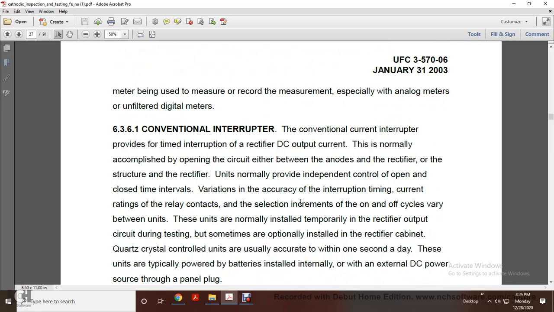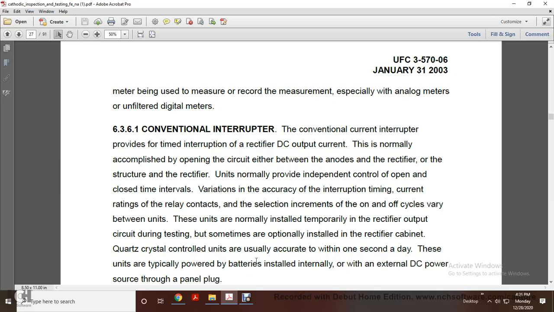6361, conventional interrupter. The conventional current interrupter provides the interruption of the rectifier DC output current, normally accomplished by opening the circuit, either the anode rectifier or the structural rectifier, usually a unit for independent control of the open and close time. The variation of the accuracy of the interruption time, current rating of the relay contacts, and selection increments of the on and off cycle will vary between the units. They are normally installed on the temporary rectifier output circuit during testing, but sometimes optionally installed within the rectifier cabinet with crystal control. The units are usually accurate to within 1 second of a day.